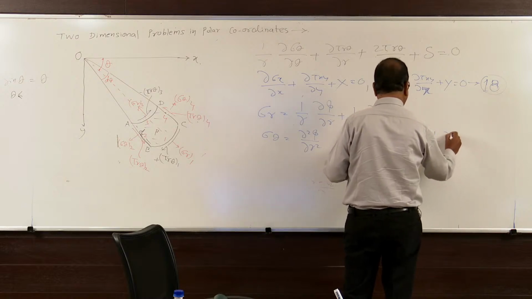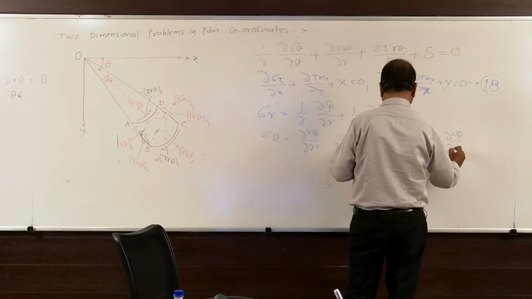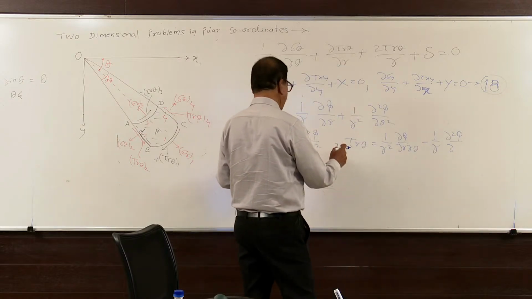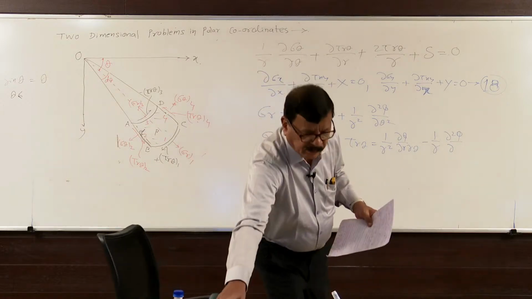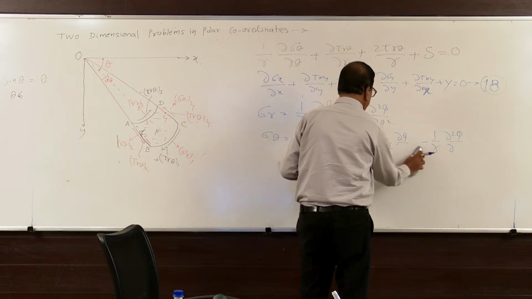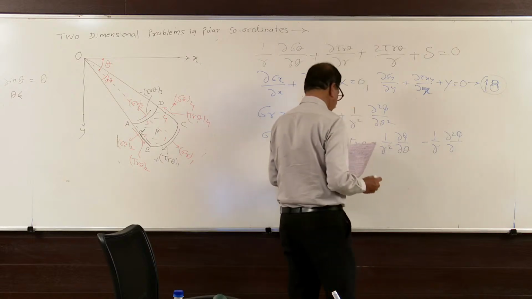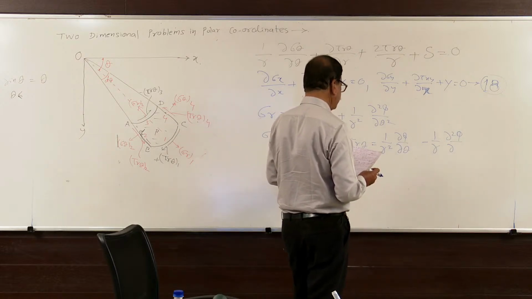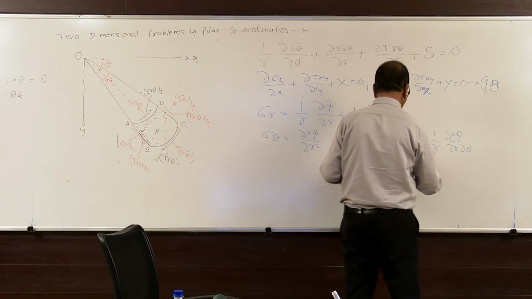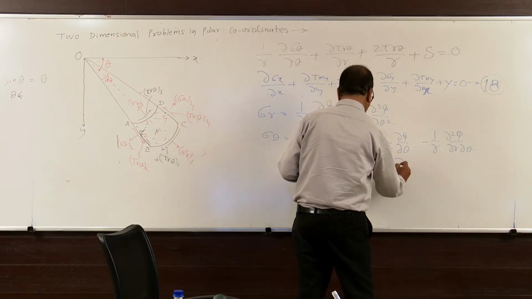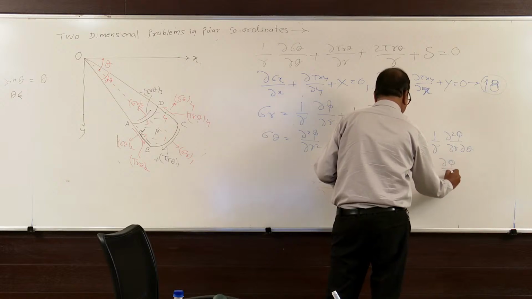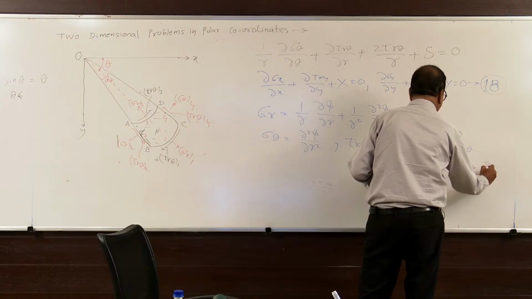minus 1 upon r del square phi upon del r del theta. You can also write this as minus del upon del r of 1 upon r del phi upon del theta. Equation 38.